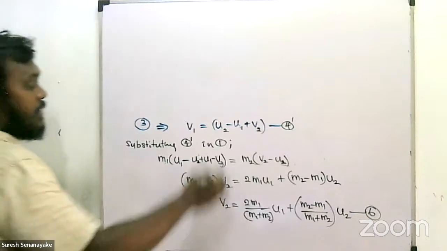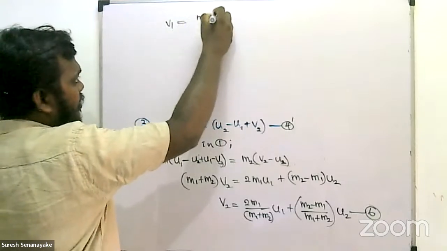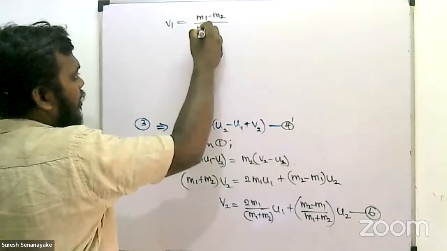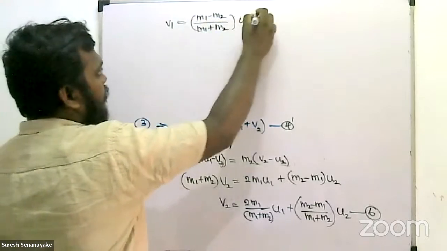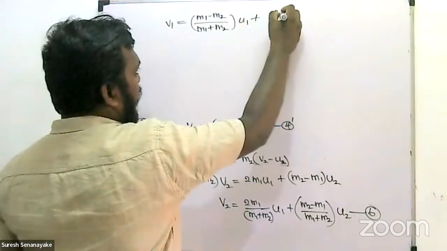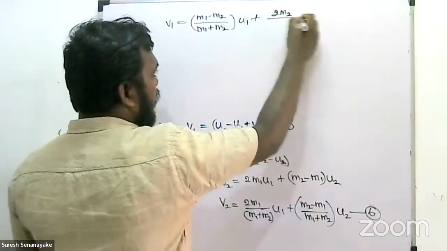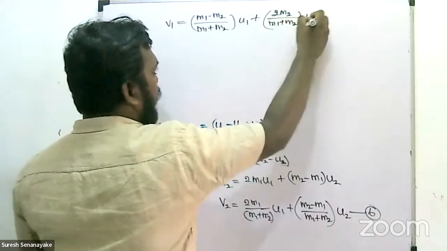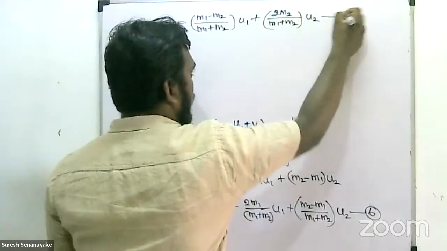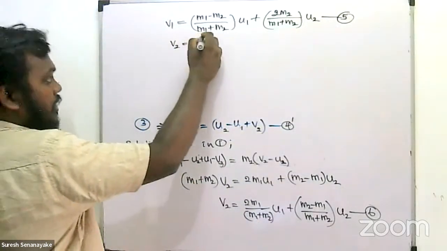Okay, then this results in V1, which we write as M1 minus M2 divided by M1 plus M2 times U1 plus 2M2 divided by M1 plus M2 U2. This is the fifth equation. The sixth one is now this one. These are the results we obtain.